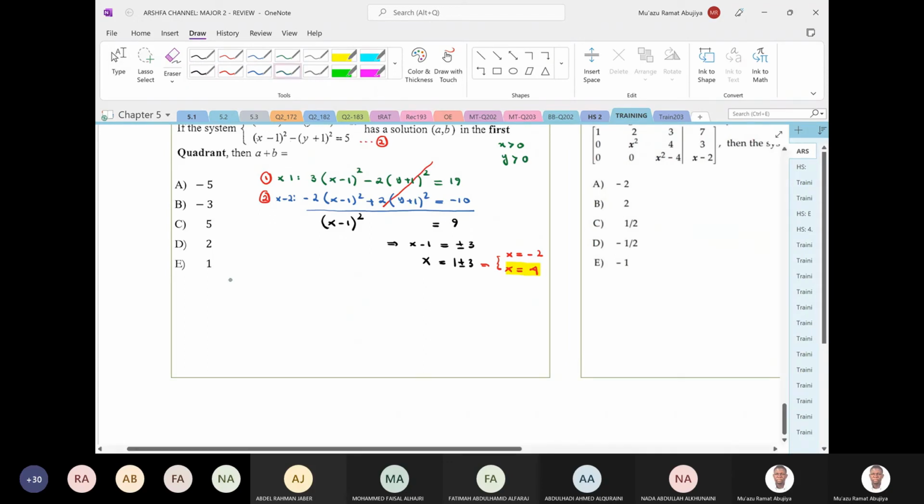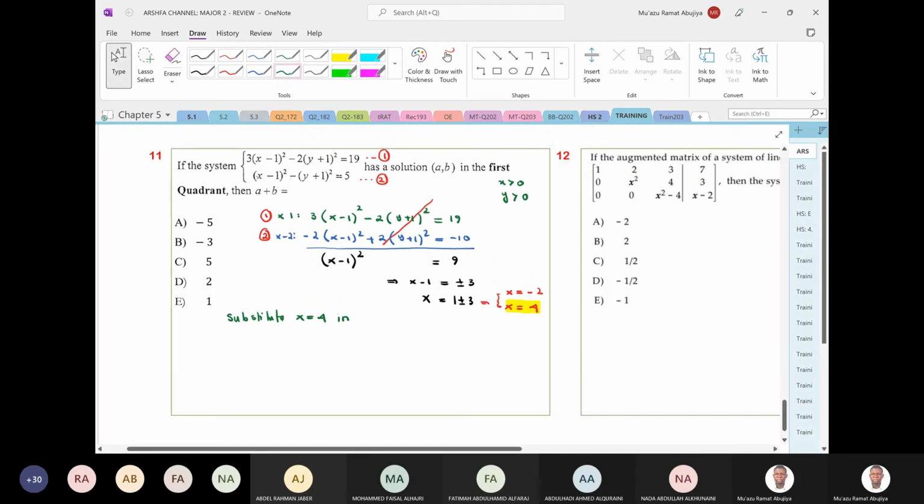Substitute x equal to 4 in any of the equations we like. For example, you can put it in equation number 1 or equation number 2. The choice is ours. Let me use equation number 2.